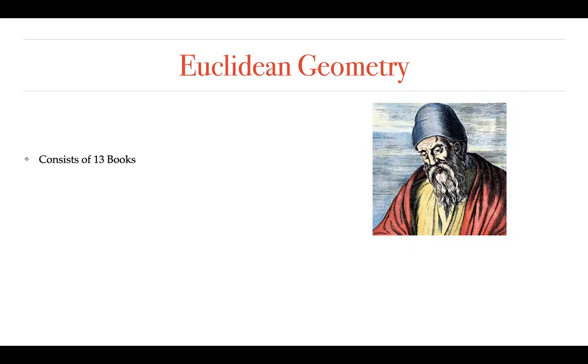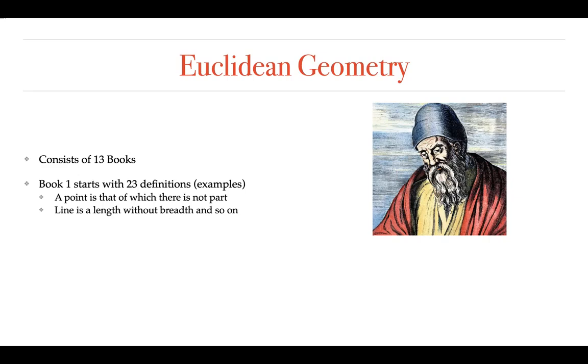So this consists of 13 books. So the first book starts with a lot of propositions or results related to geometry, circles, triangles, etc. So the first book also has definitions. For example, it says that a point is something which doesn't have any part, or in simpler words, it doesn't have any dimension. And another thing is a line is a length without breadth, some kind of common notions, some kind of very intuitive things. And apart from these, there are 5 assumptions, postulates, or axioms, as we call them these days.